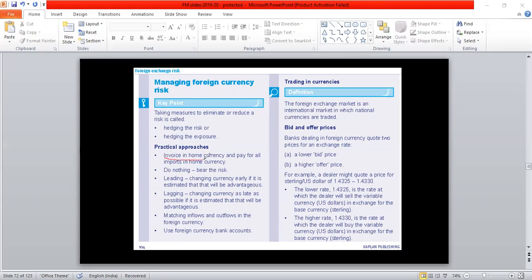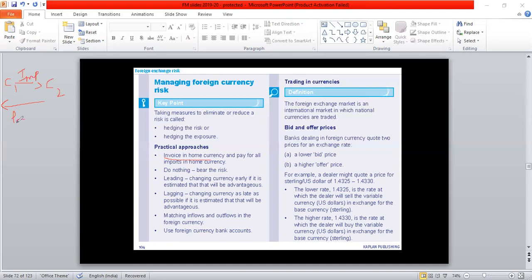Invoice in home currency and pay for all the imports in home currency instead of paying in the foreign currency. So importing is, country one sends the goods and country two receives the goods. So country two has to make the payment. Goods are received, goods are imported from country one, and payment from country two has to be made to country one.